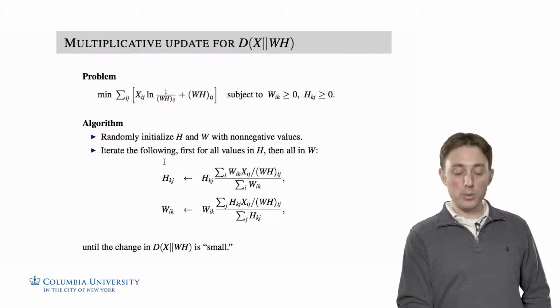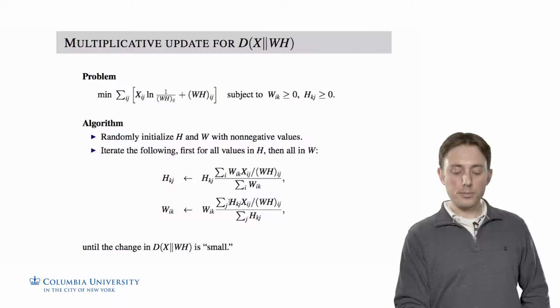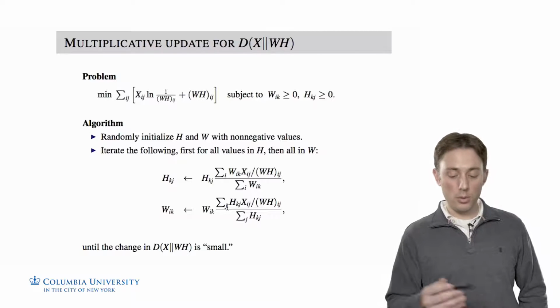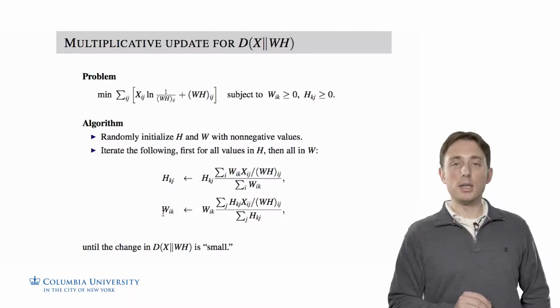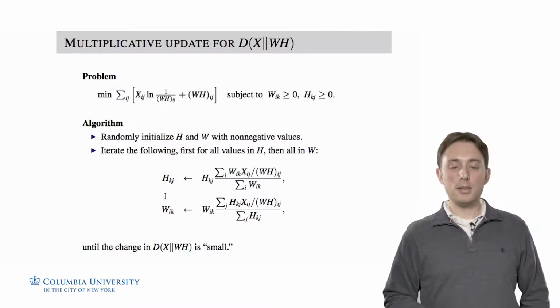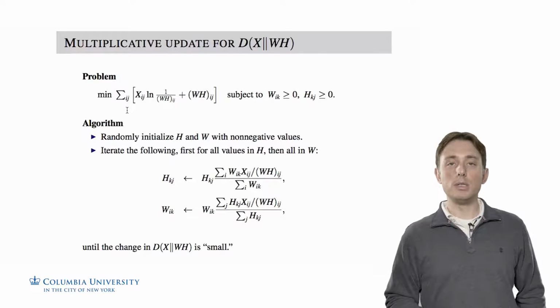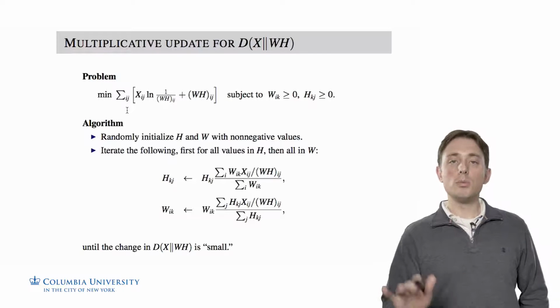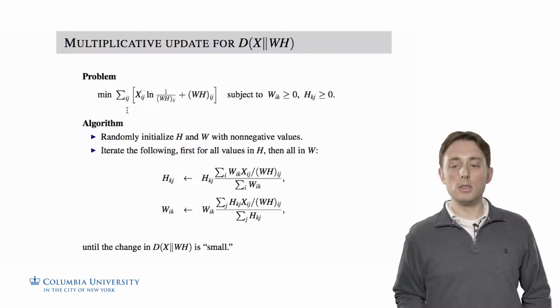And similarly, we do that for each value in h, and then we move to w, and for each value in w, we take the old value and multiply it by some function of what we have. Where again, this w on this side and this w here is the old value, and then we get the new value. We iterate between these updates. We can evaluate this objective function. It will be monotonically decreasing, and we terminate the algorithm when the improvement is relatively small.